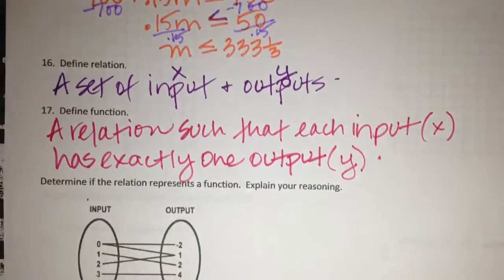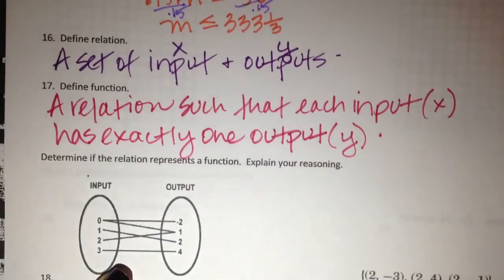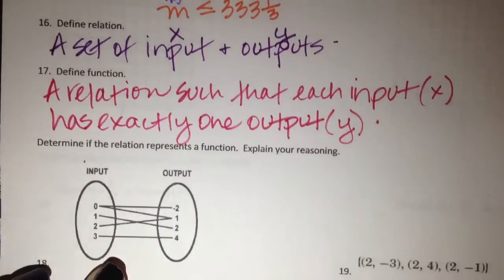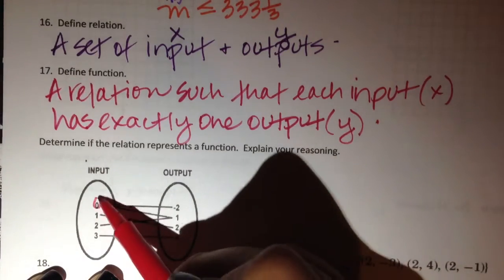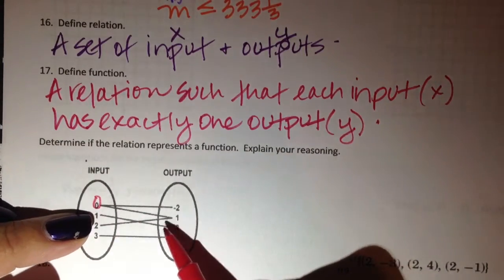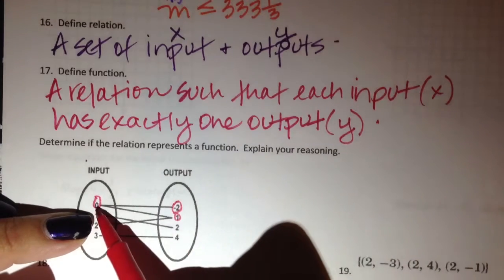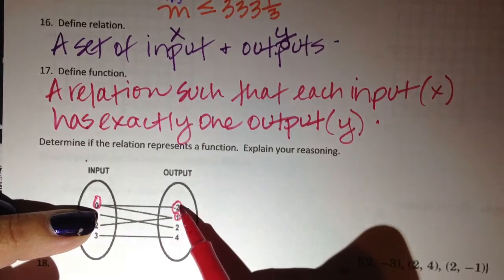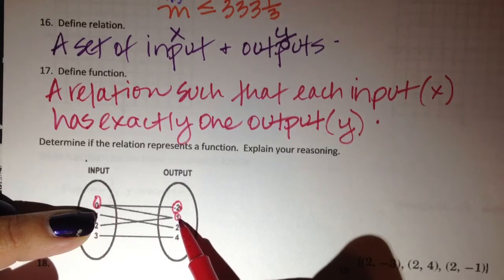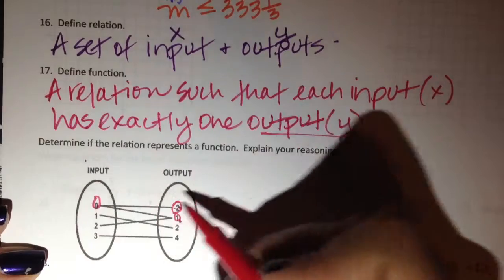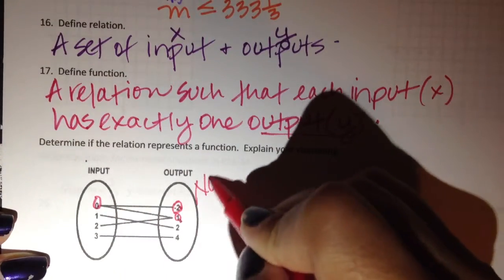Now, when we look at deciding if a relation is a function, we're looking at a mapping in this case. And when we look at a mapping, we're looking at all of our inputs to make sure that they only go to one output. Well, I see an issue right out of the gate. When I'm talking about an input of 0, 0 maps to not only -2, but it also maps to 1. So it doesn't have exactly one output, it has two. So is this a function? No.